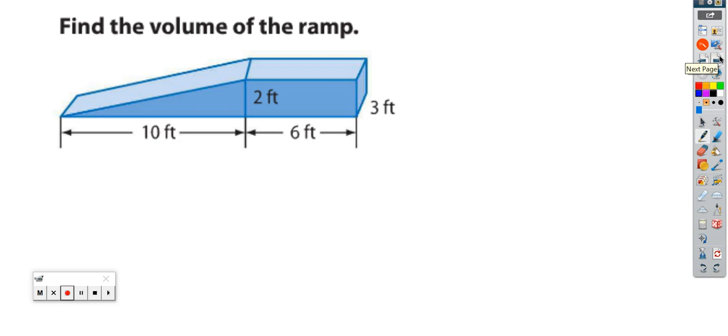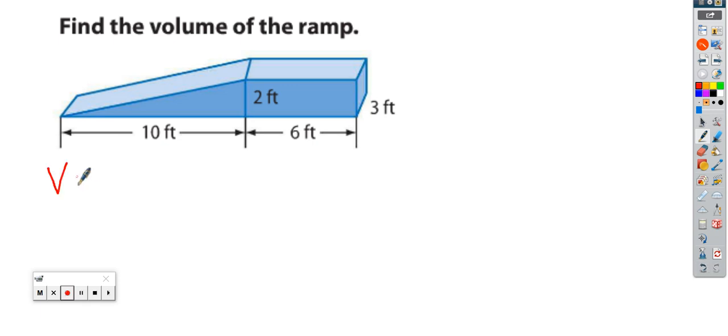We used a triangular prism and a rectangular prism to make this ramp here. So remember finding the area of compound figures? You just found the area of each figure and then added them together. That's exactly what we're going to do with this compound figure. Well, first I'm going to find the volume of this triangular prism here.